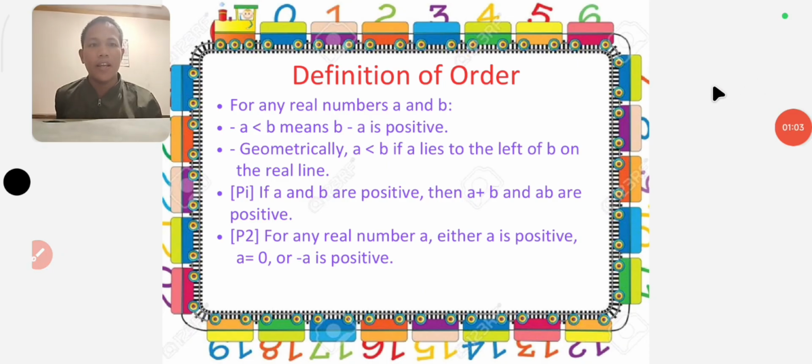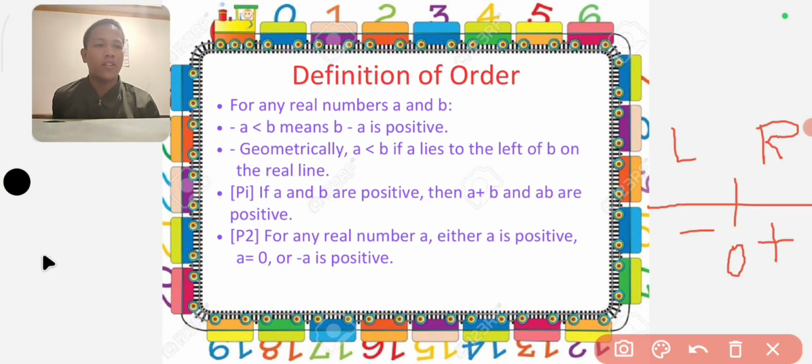Geometrically, A is less than B if A lies to the left of B on the real line. So let's take a look here. If A lies left of B, that means A is less than B because it lies on the left of the number line, or the negative side. At the same time, on the positive side, the right side, are the higher numbers, the numbers higher than zero. So that's all.